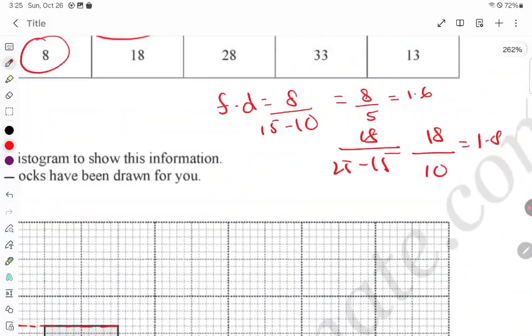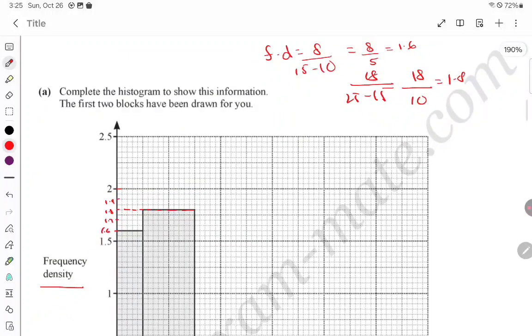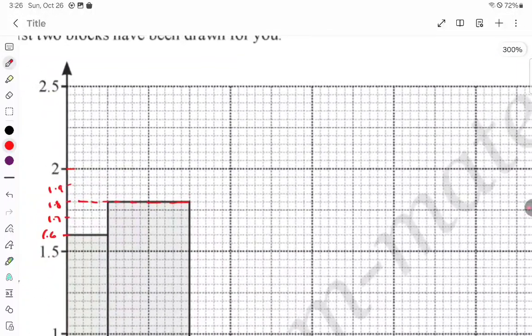For the rest of the frequency density, 28 over, for this one the range is here, 40 minus 25, equals 1.86. 1.86 will be somewhere here.